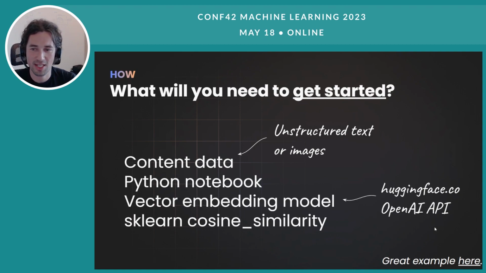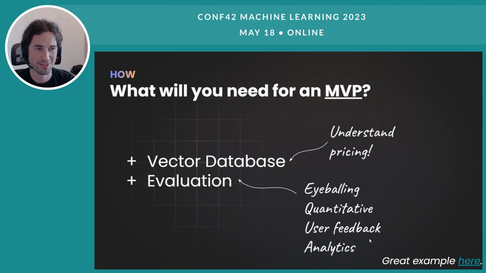You'll have access to the slides, and I have these examples linked. There is a Colaboratory Jupyter notebook that contains an example like that. Okay, so this is the getting started, the first steps. Now the second part: what will you need to add to this to build an MVP?